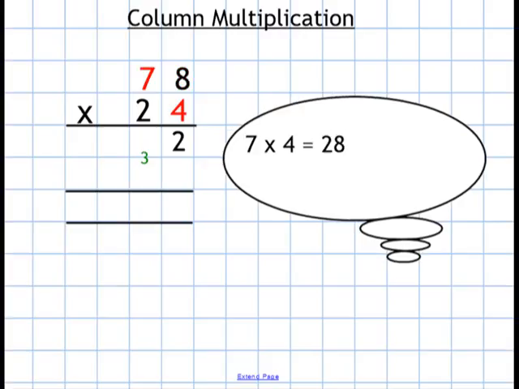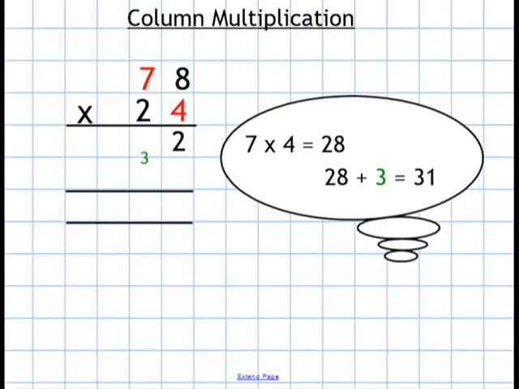Now I'm going to look at 7 times 4. 7 fours are 28. But I've got those 3 in the 10 column, that 3 tens that I carried over. So 28 plus 3 is 31.